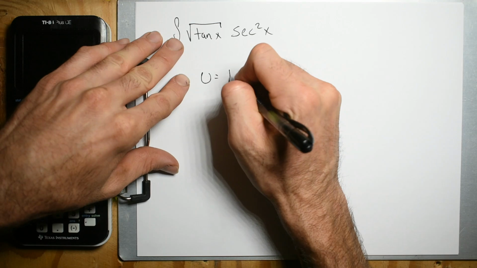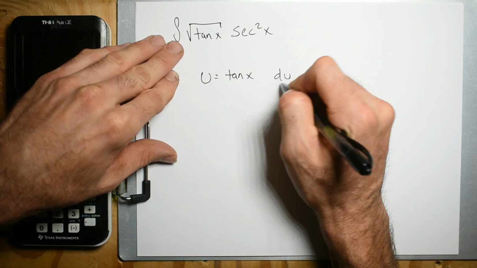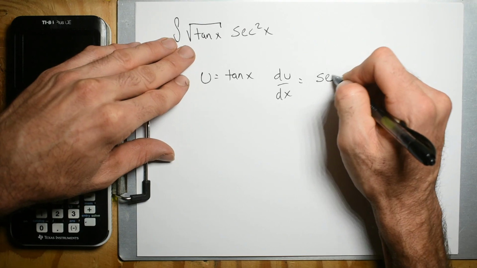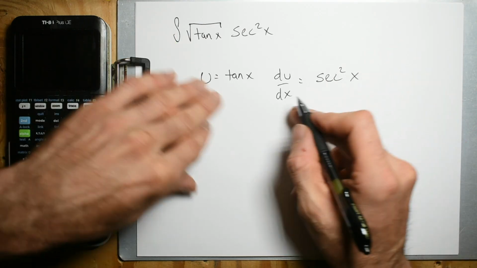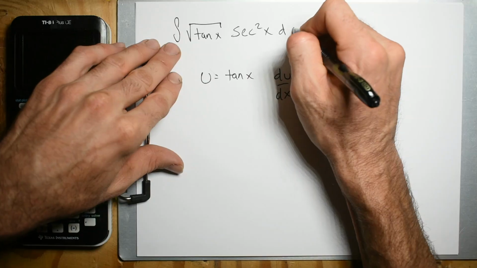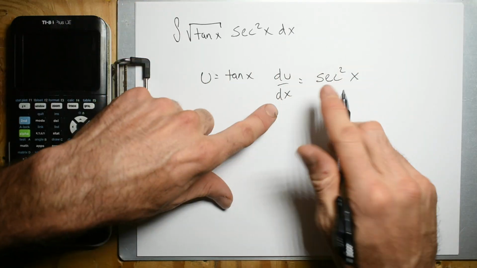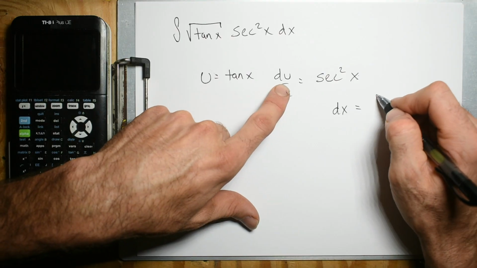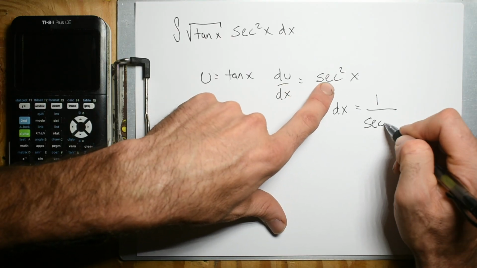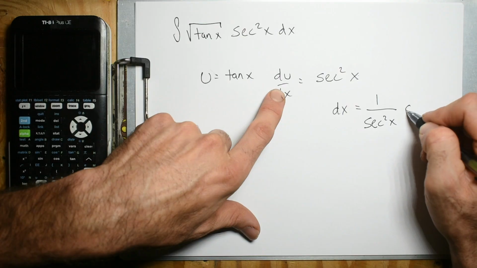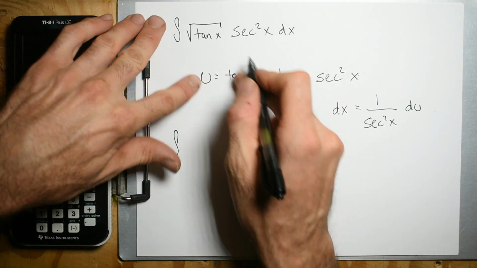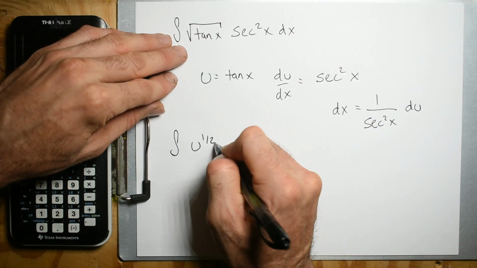And so u is tangent x, du/dx is secant squared x, and this is the integral. This is what we're given, and then solve for dx. Get dx upstairs. dx is 1 divided by secant squared x du, and we're going to sub that in here. So our u substitution says this is u to the 1/2.